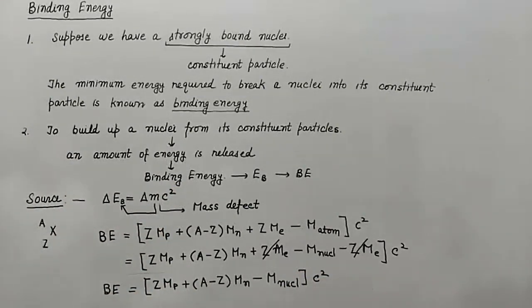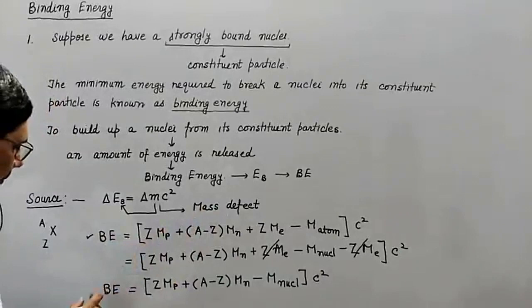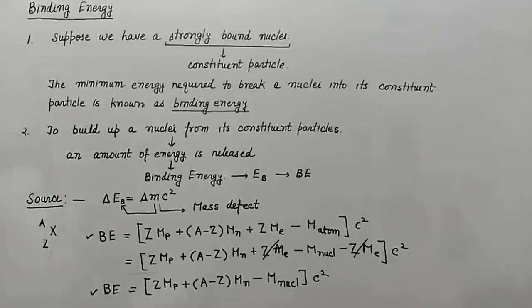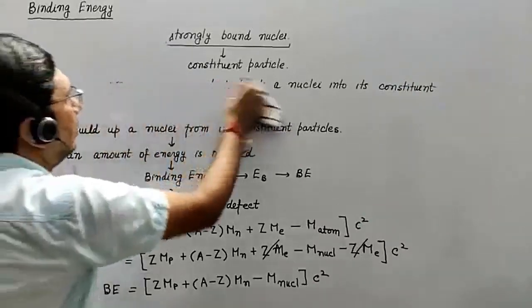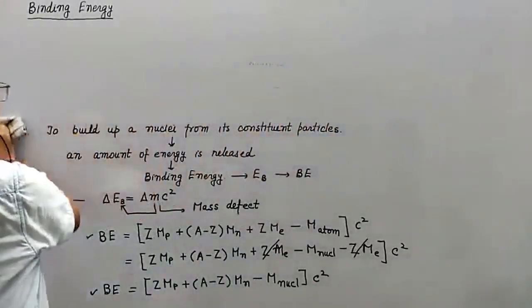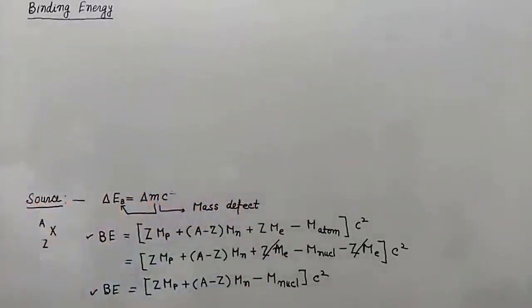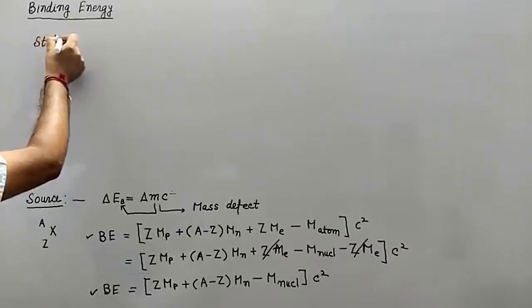This is the expression of binding energy. So if the mass of the atom is given, then we will use the first formula, and if the mass of the nuclei is given, we will use this formula. So these are the two formulas to calculate the binding energy. What is the advantage of binding energy? What information does binding energy provide us? Basically, binding energy provides us the information about the stability of the nuclei.